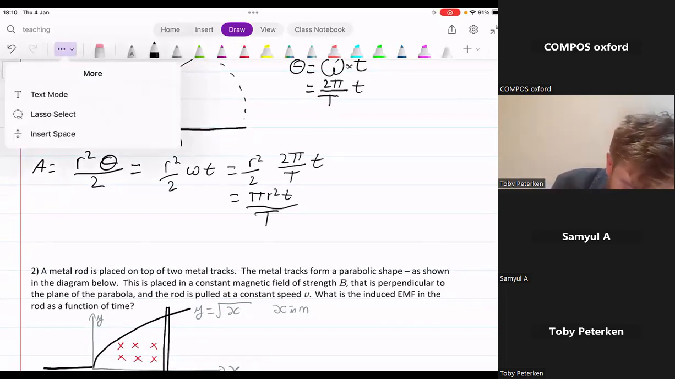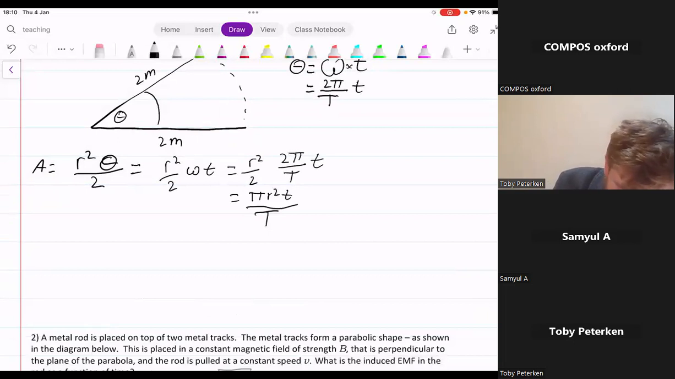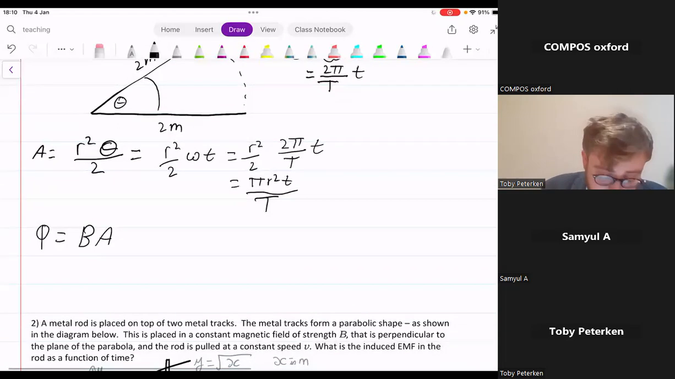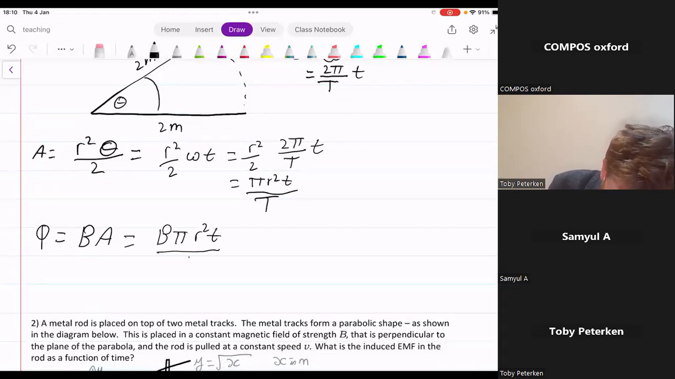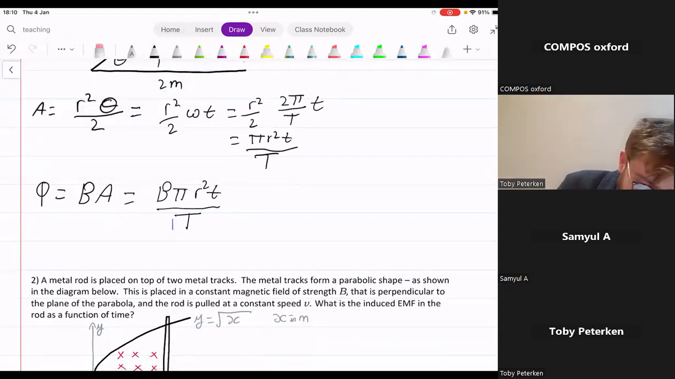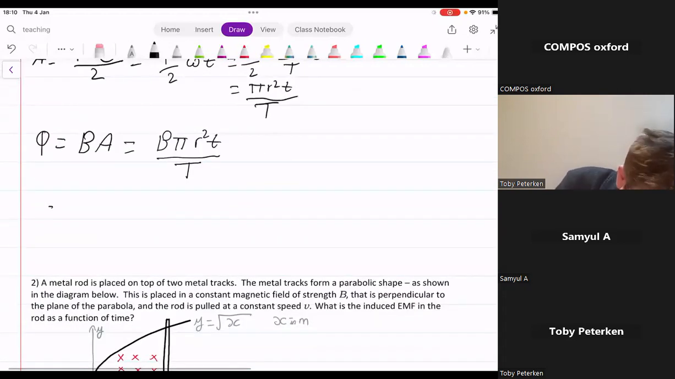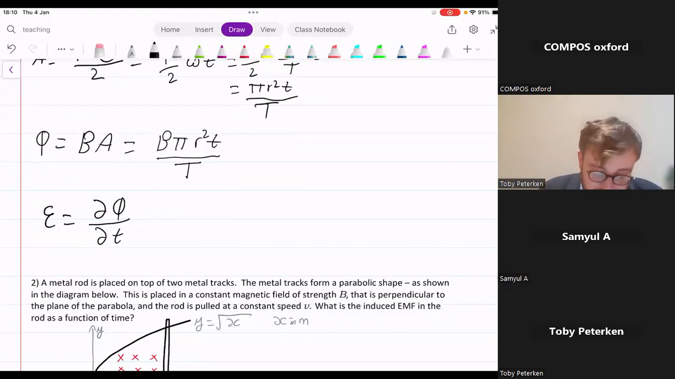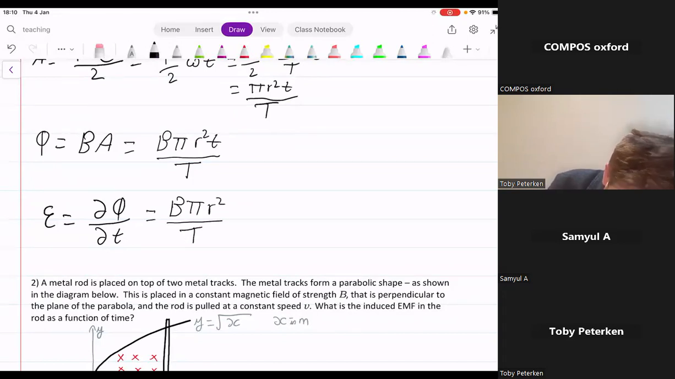The flux is the magnetic field times the area, which is just equal to B pi r squared t over T. And then finally, to calculate the electromotive force, remember I said we're going to ignore the signs for now, this is equal to the derivative of flux with time, which becomes B pi r squared over the time period.